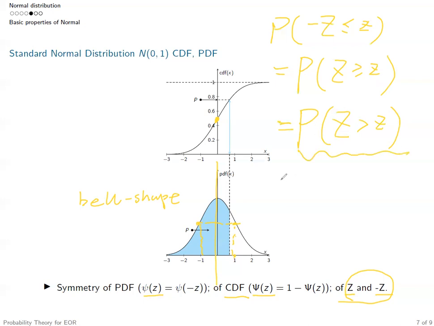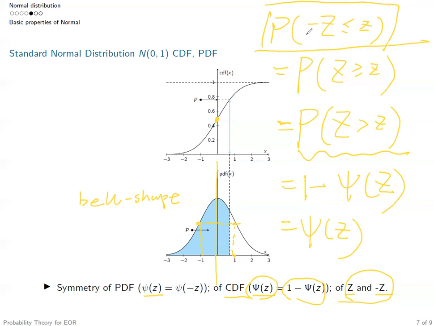What is this function? It's the survival function of the z random variable. And based on this symmetry, this is exactly phi z. So the CDF function of negative z is exactly the same as the CDF function of z itself. Z and minus z have the identical distribution. They also have certain symmetry.